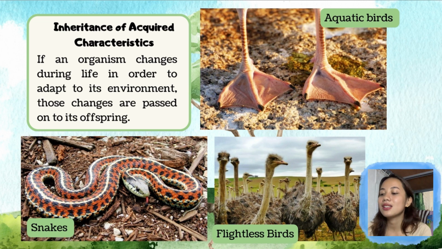Another one is flightless birds. It is also believed, or scientists claim, that these flightless birds evolved from ones that were able to fly. However, resources and food are abundant on the ground, causing these birds to stay on the ground. Later on, these birds lost the function of their wings and lost their ability to fly.